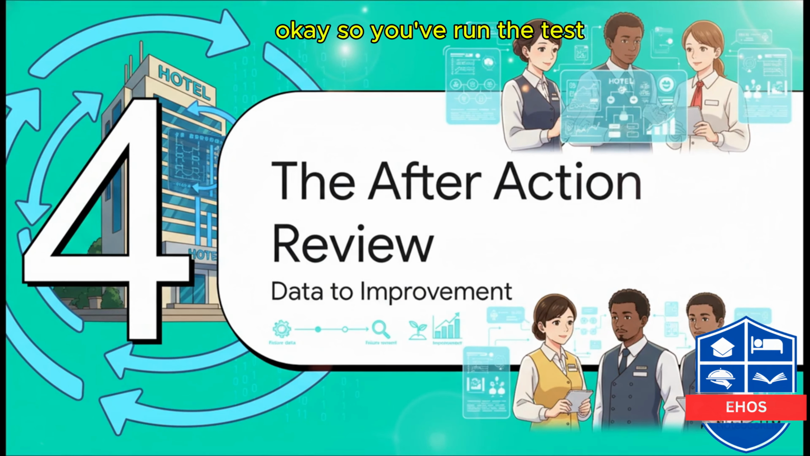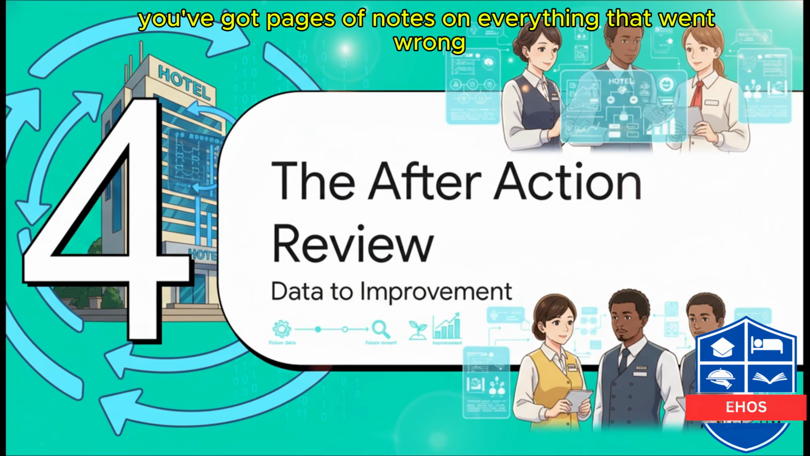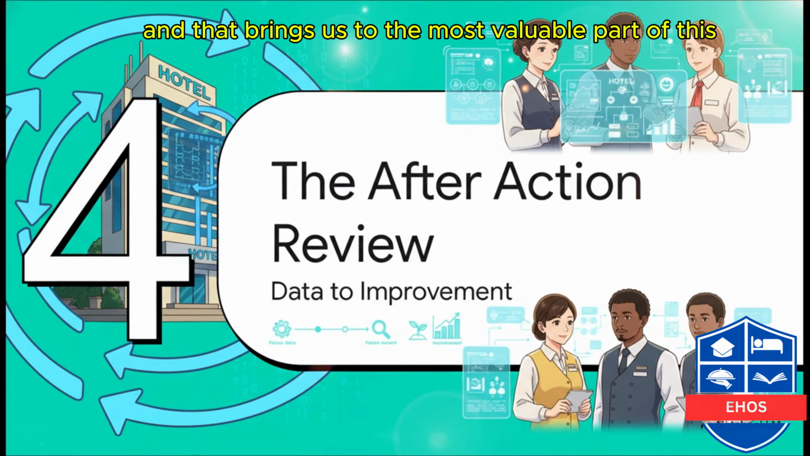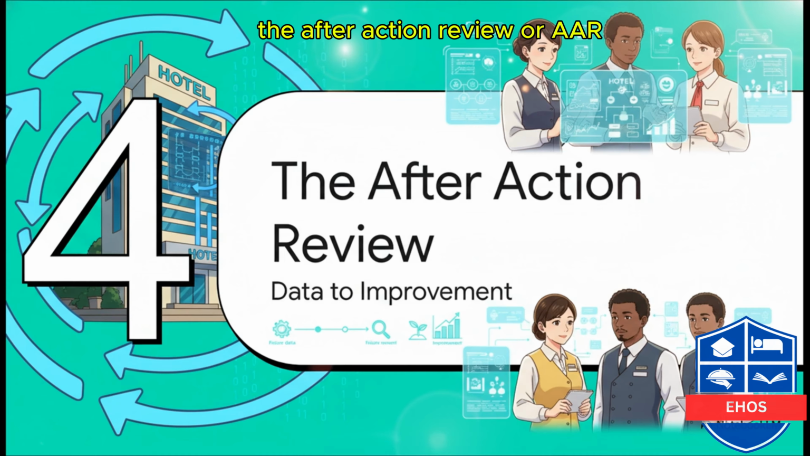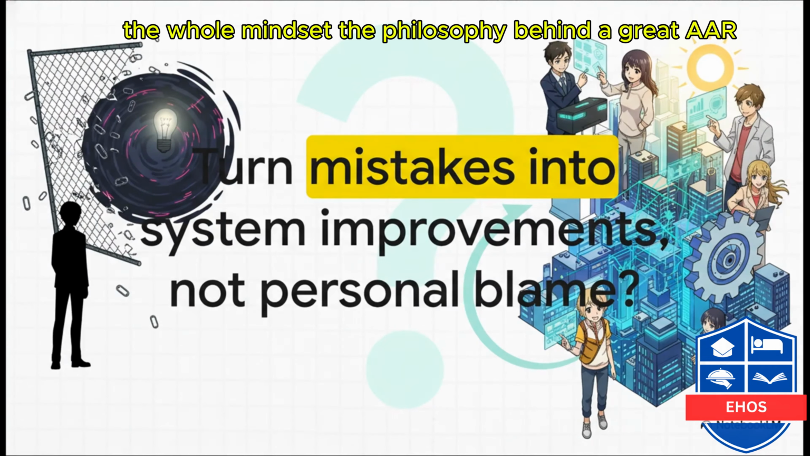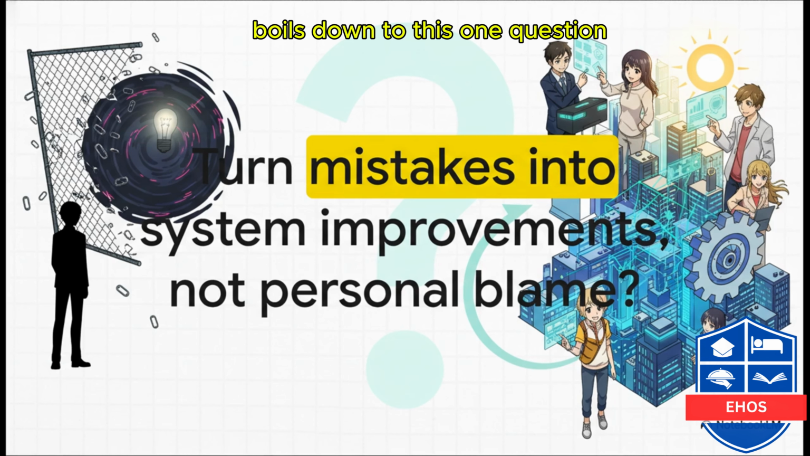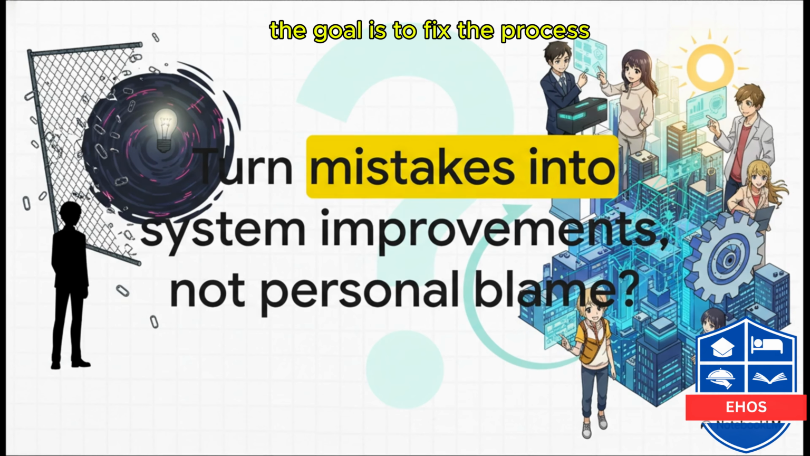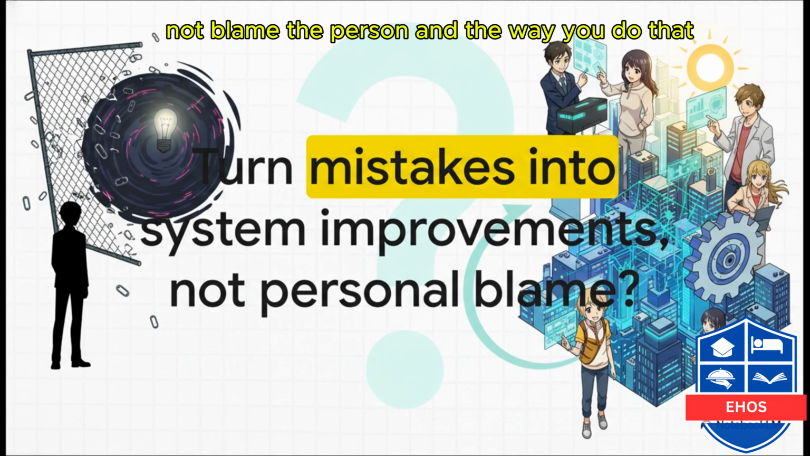Okay, so you've run the test, you've got pages of notes on everything that went wrong. Now what? Because let's be honest, all that data is completely useless unless you have a structured process for turning it into actual improvements. And that brings us to the most valuable part of this entire exercise, the after-action review, or AAR. The whole mindset, the philosophy behind a great AAR boils down to this one question. How do we turn these mistakes into improvements to our system, instead of just pointing fingers at people? The goal is to fix the process, not blame the person.